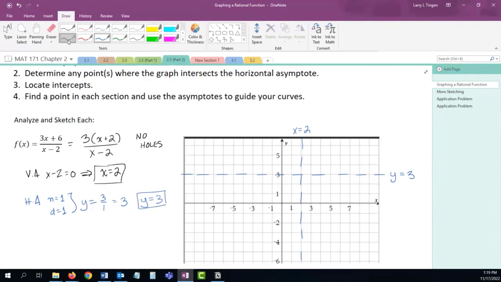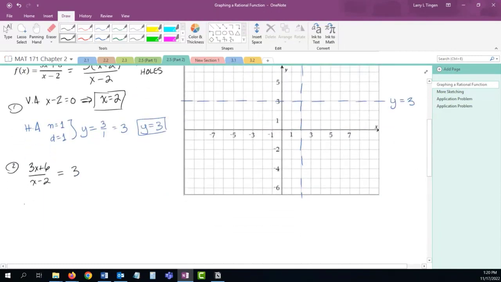Part 2 says to find a point or points where the graph intersects the horizontal asymptote. Remember, we can intersect the horizontal asymptote all day long, and that is fine. So I want to know, when will my function give me the horizontal asymptote's y value? Horizontal asymptote's y value is 3. So solve. Okay. Everybody's favorite operation, which is not really an operation, cross multiplication.